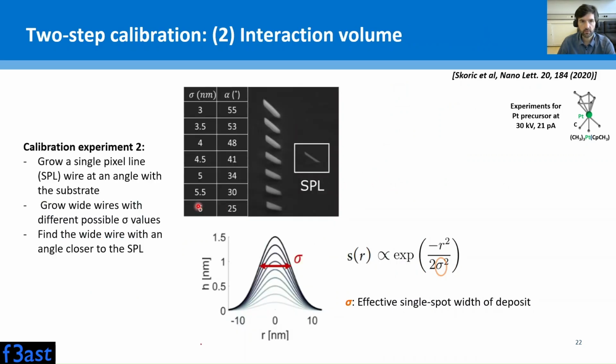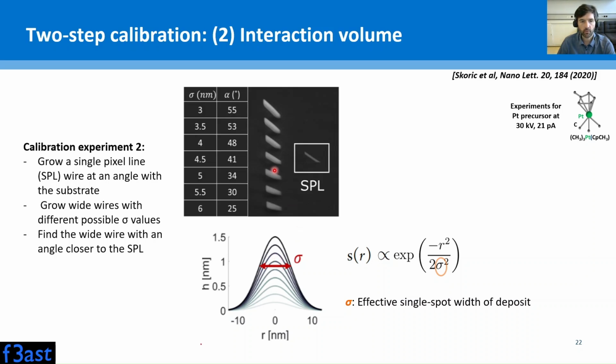Let's go now to the second calibration step, where we measure experimentally the interaction volume. So what we do is first we grow a single pixel line at an angle with respect to the substrate. And afterwards, we grow the same type of structure, but now wider. And the algorithm assumes different sigma, where sigma is basically the effective single spot width of the deposits, assuming a Gaussian form. We could do it with different functions, but typically a Gaussian works well.